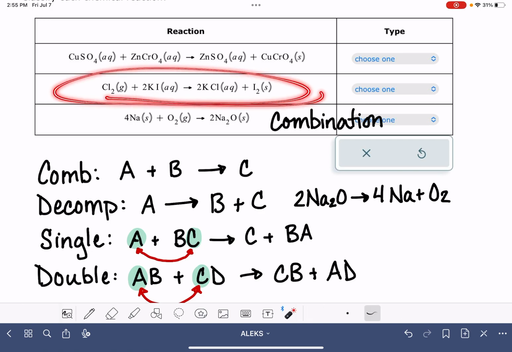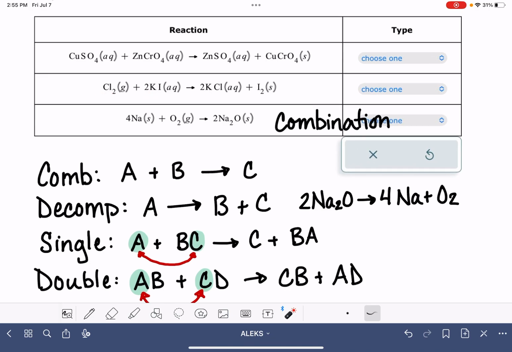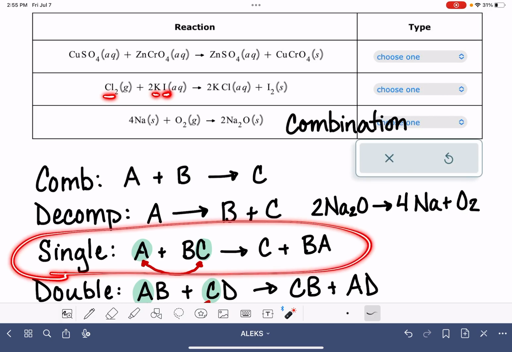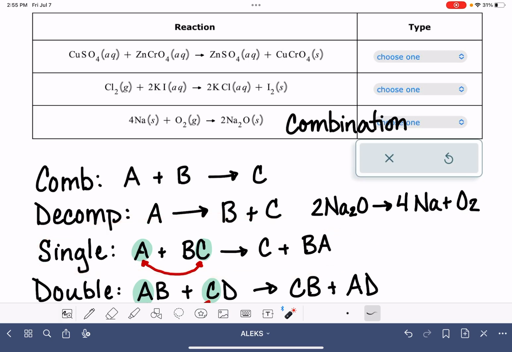So let's take a look at this reaction right here and see if we can figure out what it is. One of the hints that I notice when I'm looking at this reaction is that in a single displacement reaction, we have a total of three different elements, A, B, C. And in this reaction, I have a total of three different elements: chlorine, potassium, and iodine. So that makes me think that I'm looking at single displacement. Does it match the pattern? If I identify chlorine as my little A, where does the chlorine end up in the product? It ends up over here. So I can see that the chlorine is trading places with the iodine. Iodine is ending up all by itself. This is an example of a single displacement.